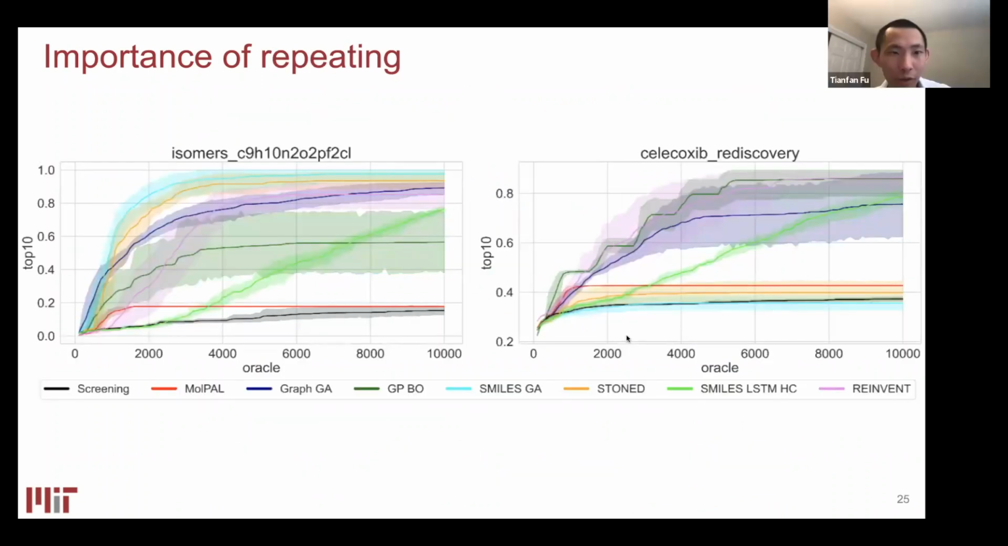We also want to mention the importance of repeating multiple trials. For example, as shown in the figures, most of the methods have large variance between the multiple independent trials. So we suggest if you want to get a good performance, you can run it independently multiple times.